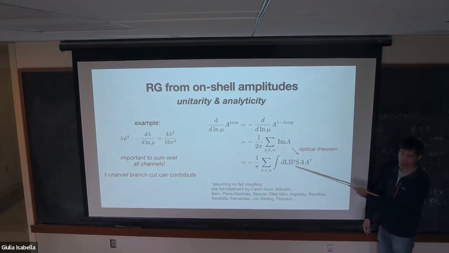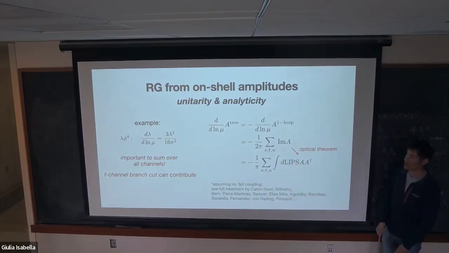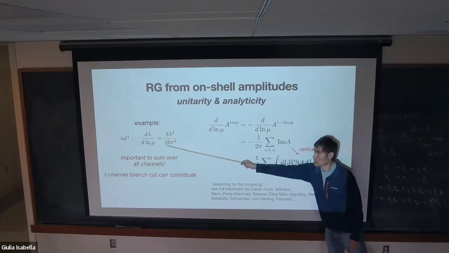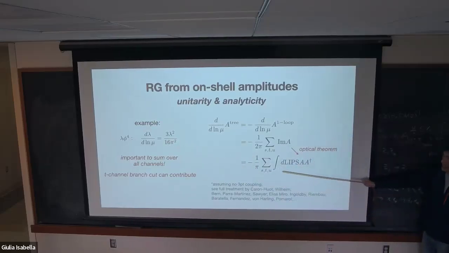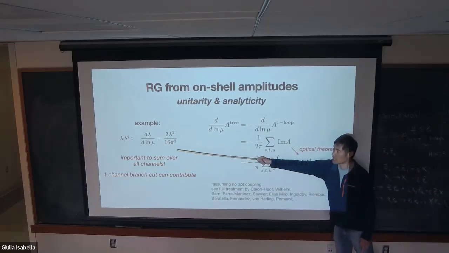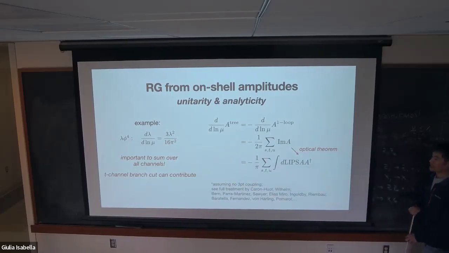So when you integrate over phase space, you'll get factors of pi, and you'll get this usual 16 pi squared loop factor. The important part I want to say is that you do need to sum over S, T, U, which gives you a factor of 3, and that's the correct answer. If you're just summing over maybe the S and U channel, it's actually not the correct beta function.